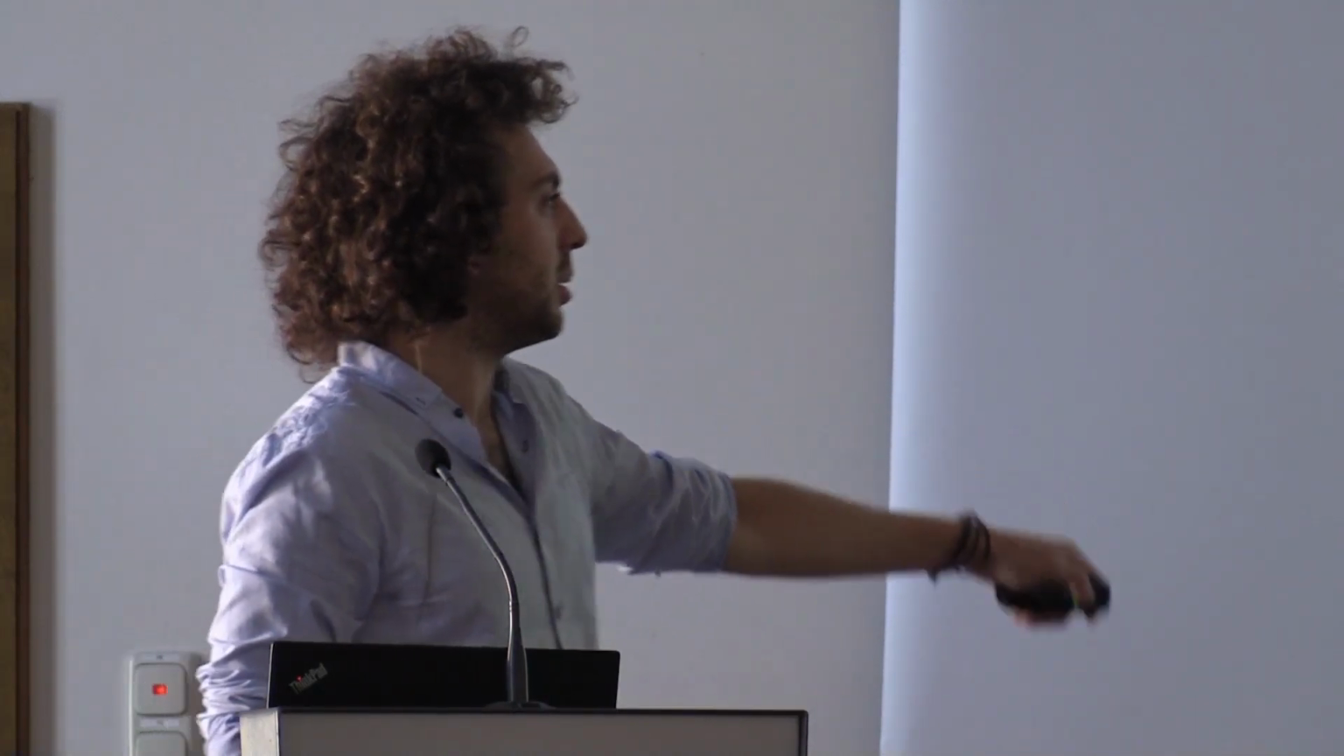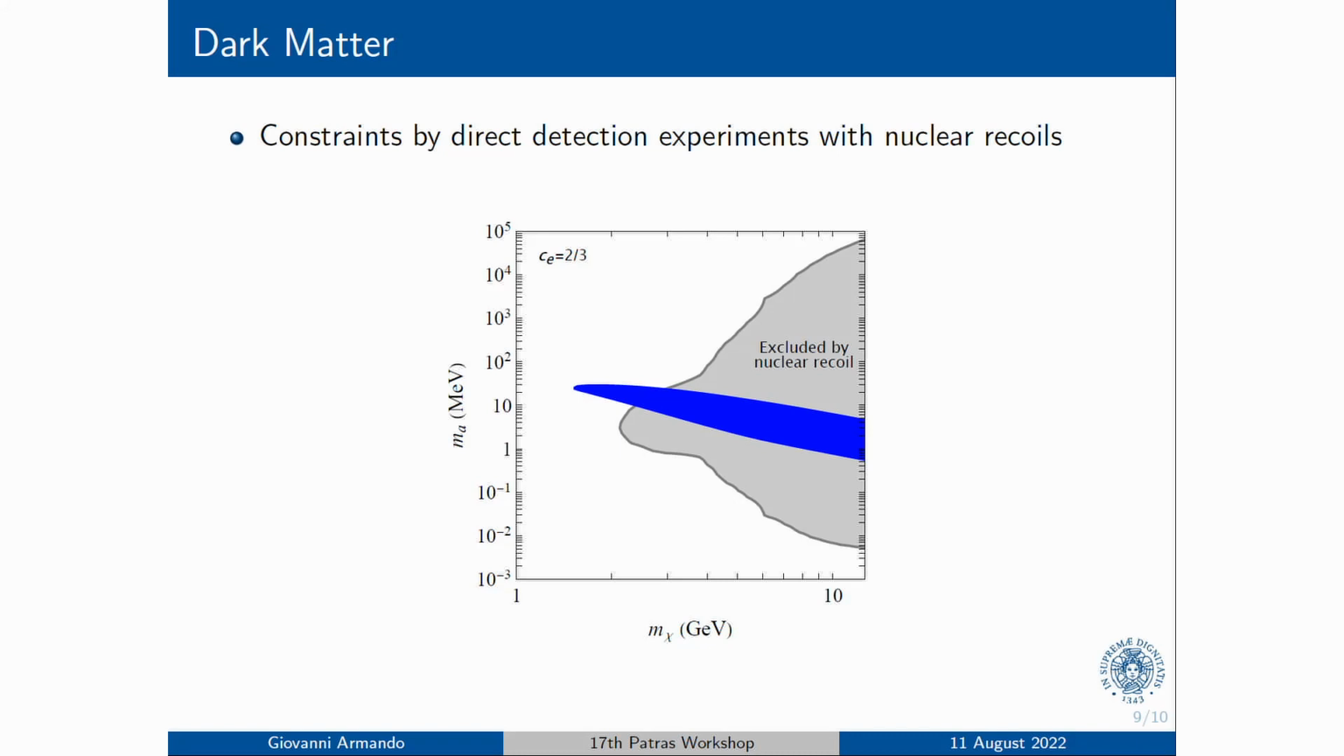As I was mentioning, we get constraints from direct detection experiments with nuclear recoil. So this is the mass of the axion versus the mass of the dark matter fermion. And this whole gray region here is the one that is excluded by nuclear recoil. So it means that for an axion mass in the range that we are interested in, we need a dark matter mass which is lighter than around 2 GeV.